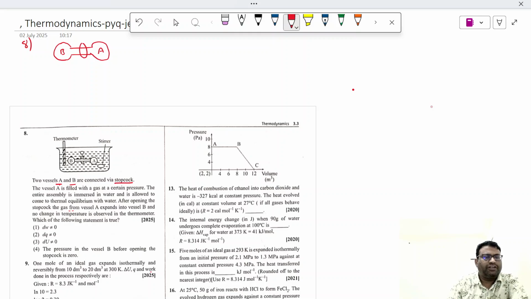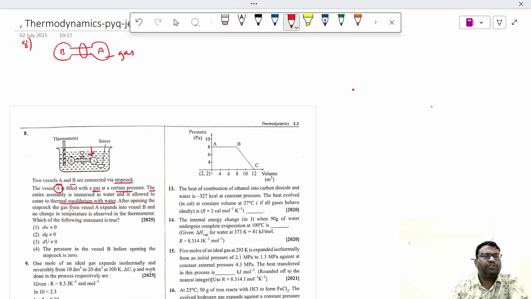In the question, it is given that vessel A is filled with gas. It is containing gas. In the question, it is not mentioned what is contained in B at a certain pressure. The entire setup is kept in water. It is immersed in water, as you are seeing here in the diagram, and is allowed to come to thermal equilibrium with water. So now, after immersing into water, the total setup temperature is constant.